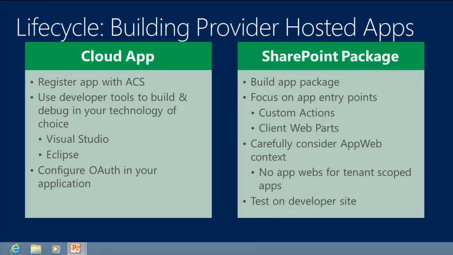And when you do this, there's a couple of things you'll need to do. First, you'll need to register with access control services, assuming that your target here is to sell through the Office Marketplace. So you'll register your app with access control services, and then you'll use some developer tools to debug on the platform of your choice. We hope you'll choose Windows and Visual Studio, but if not, you can use Eclipse or MonoDevelop like Radu was just showing a moment ago. And then finally, you'll need to configure OAuth in your application. That's going to be the meat of the problem. We'll get to OAuth here in just a moment.